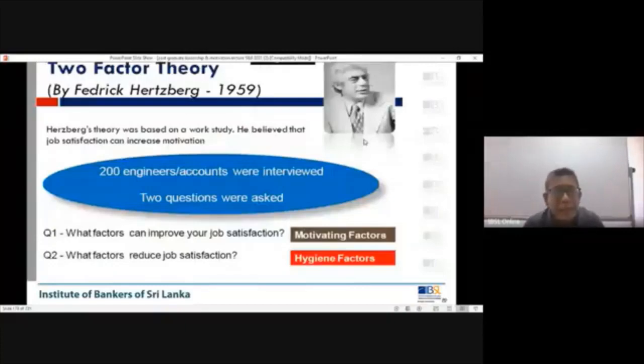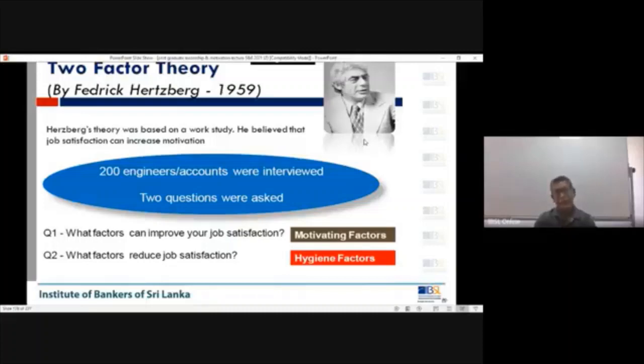We call it the two-factor theory. By Frederick Herzberg, the person who identified this content theory of motivation.